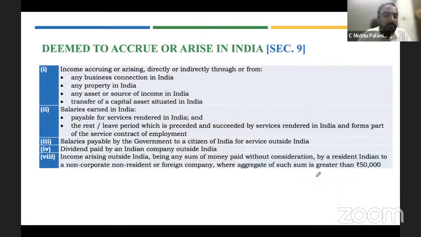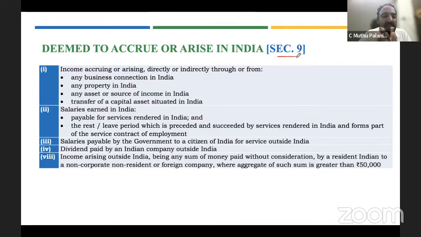Now, the next concept we have to understand is deemed to accrue or arise in India. This concept is more important in final. There is a lot that needs to be covered. For your intermediate, all you need to do is understand the basics of this law. So when you say deemed to accrue or arise in India, I only give you one suggestion. You have to look for a connection in India. Somewhere there will be India about it. We'll see one by one. You will understand where India is in that.